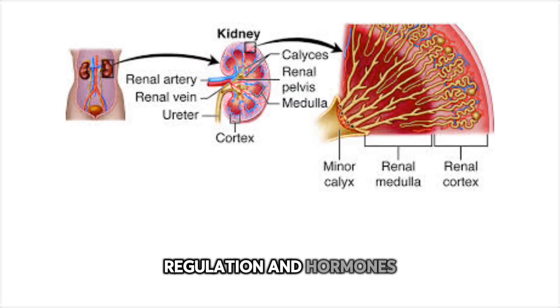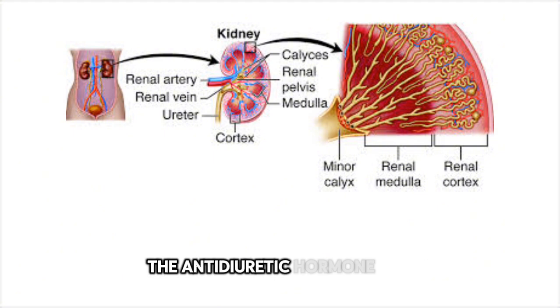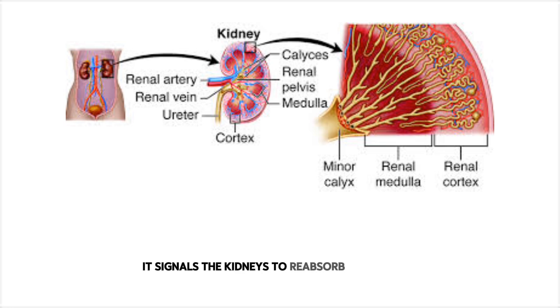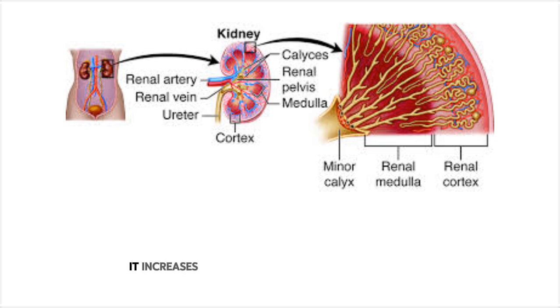Regulation and hormones. Urinary function is largely controlled by hormones. The antidiuretic hormone, ADH, secreted by the posterior pituitary gland, signals the kidneys to reabsorb more water when the body is dehydrated. Aldosterone, produced by the adrenal glands, increases the reabsorption of sodium and water, helping to regulate blood volume and pressure.